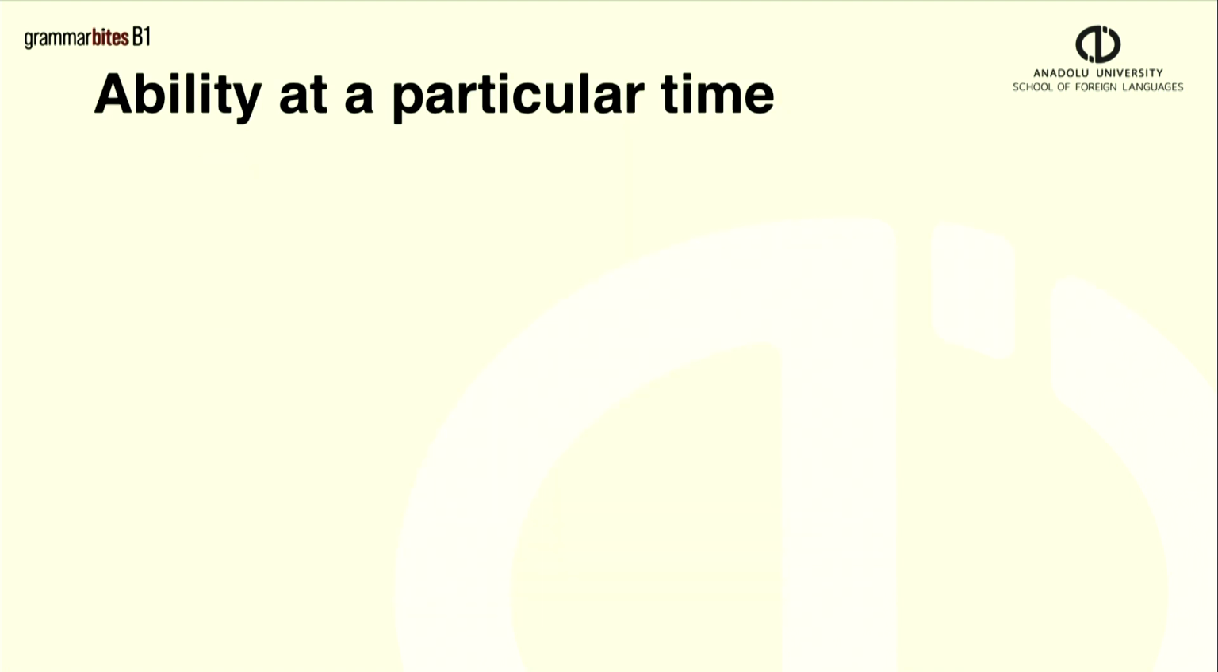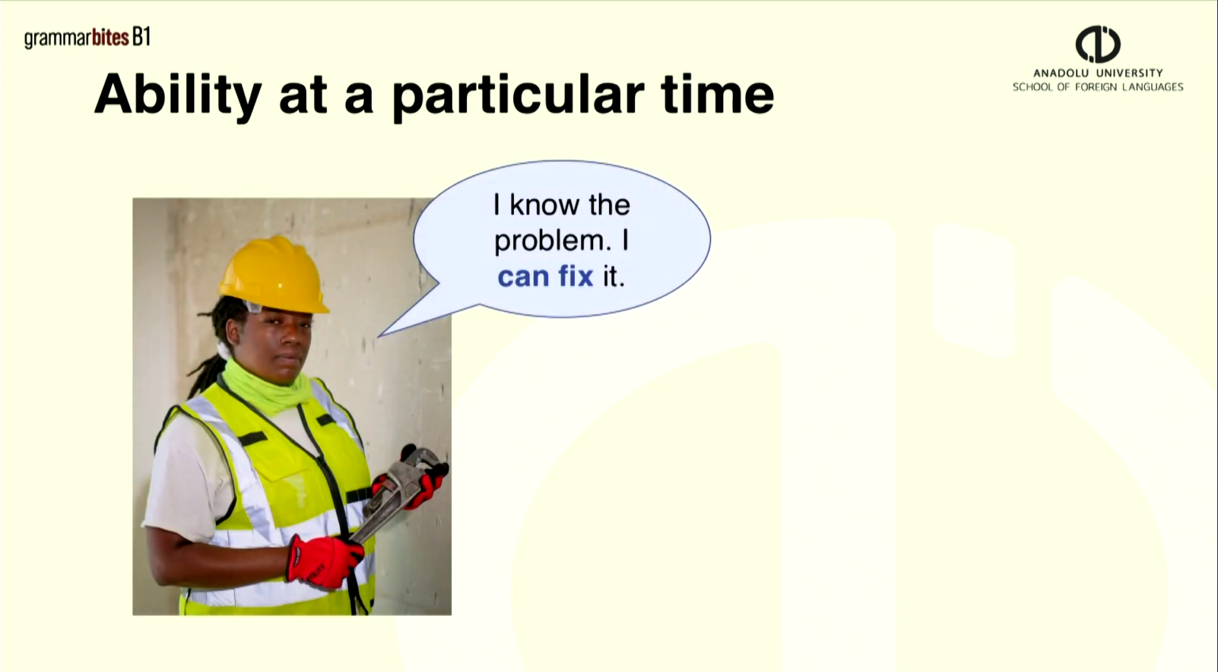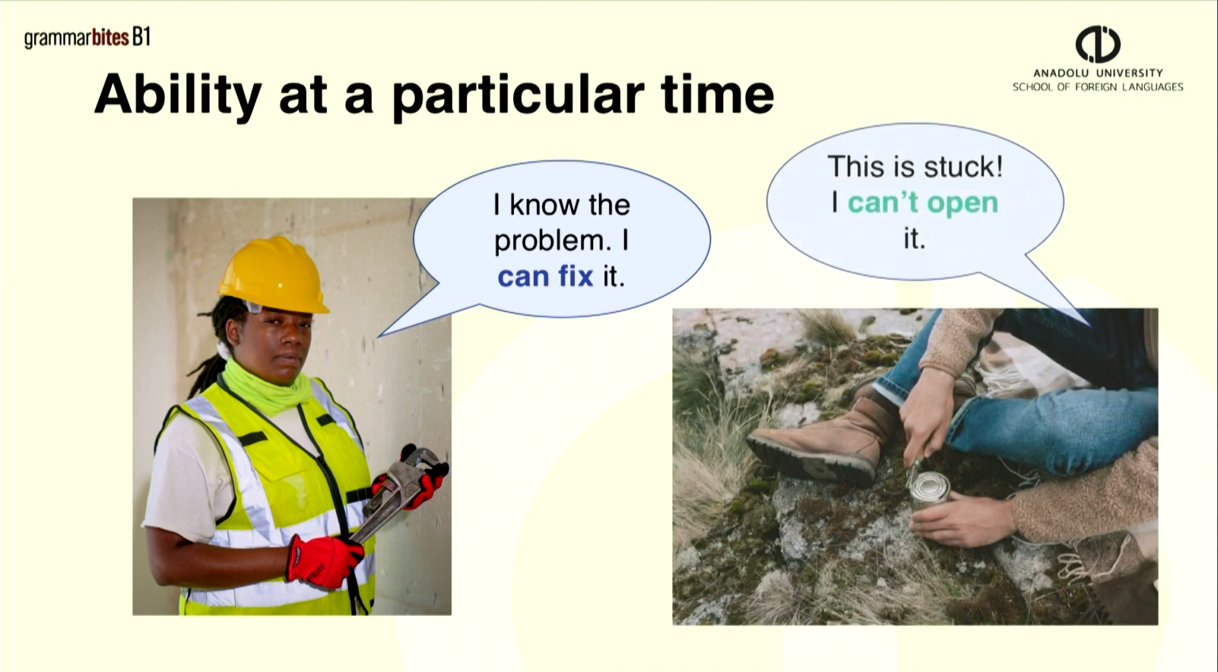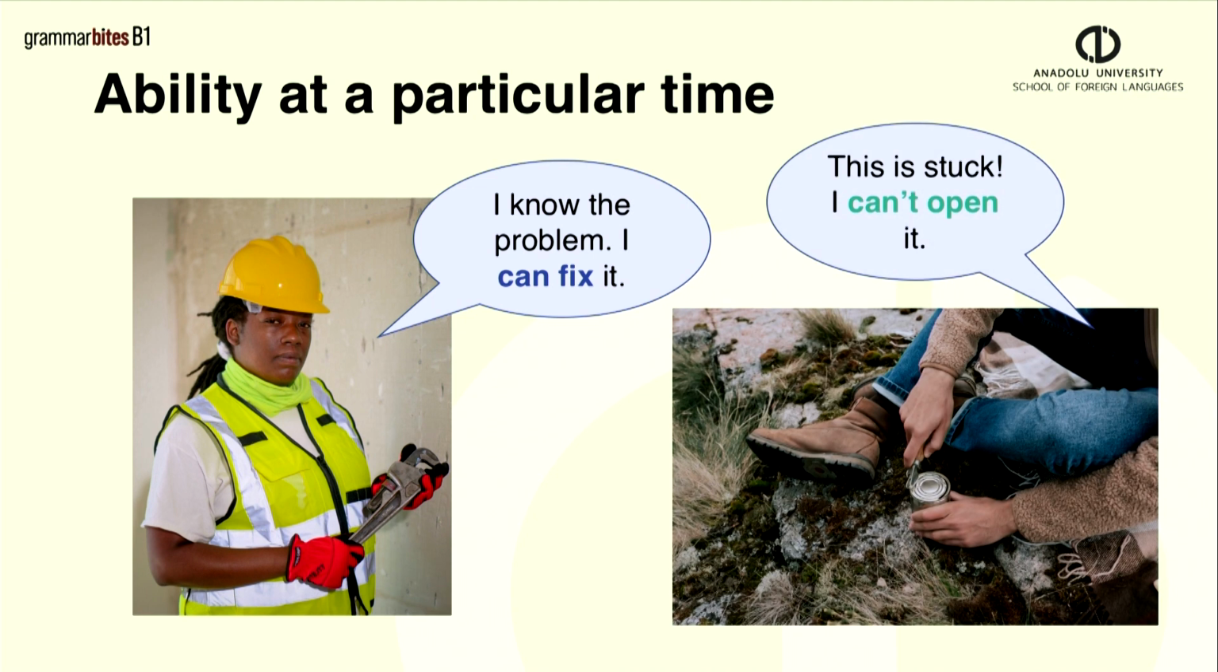Instead of a general ability, we also use can and can't for an ability at a specific time. For example, I know the problem, I can fix it. This is stuck, I can't open it.